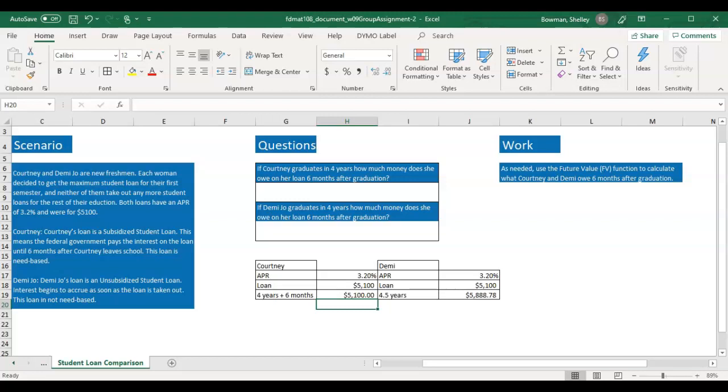All right, I hope that helps you with the Week 9 group assignment for the rates of change, tab number 3.